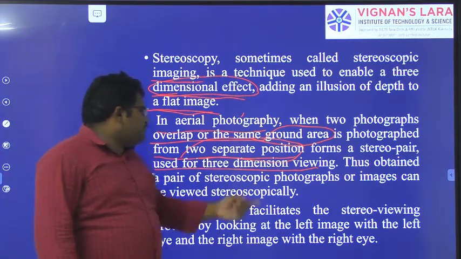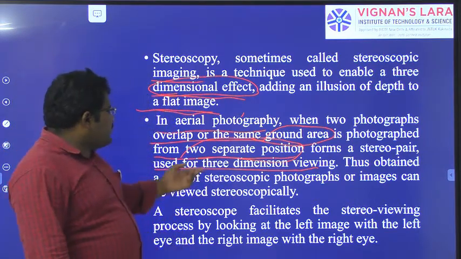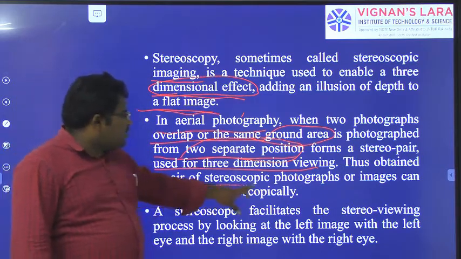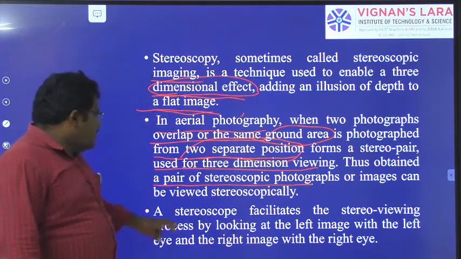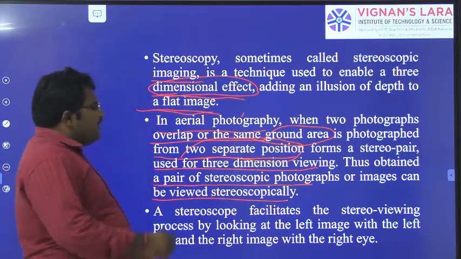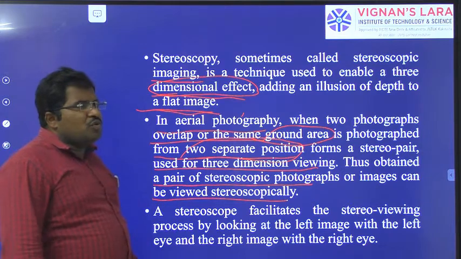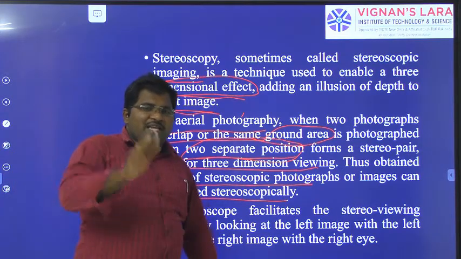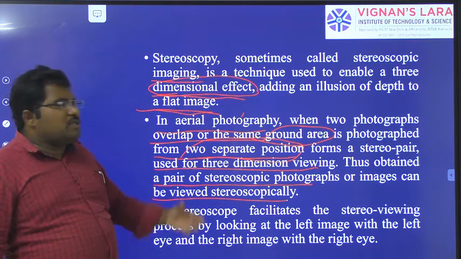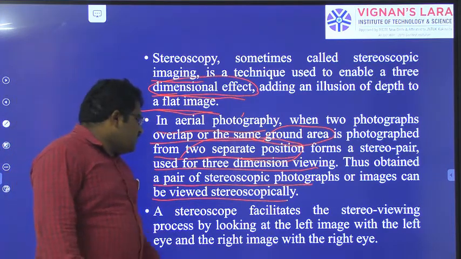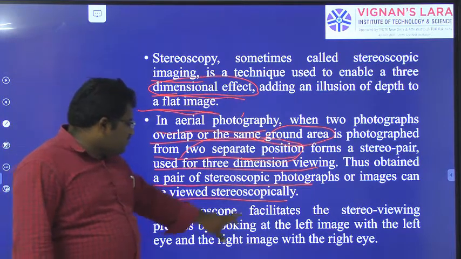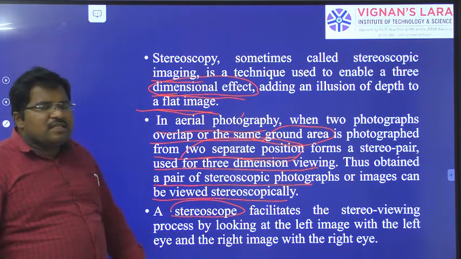It is used for three-dimensional viewing. Thus, by obtaining a pair of stereoscopic photographs, the images can be viewed stereoscopically. If you take images from two locations of the same ground area and overlap them, we form the 3D image, which is called stereoscopy. The stereoscope facilitates the stereo viewing. The instrument used for this purpose is called a stereoscope.